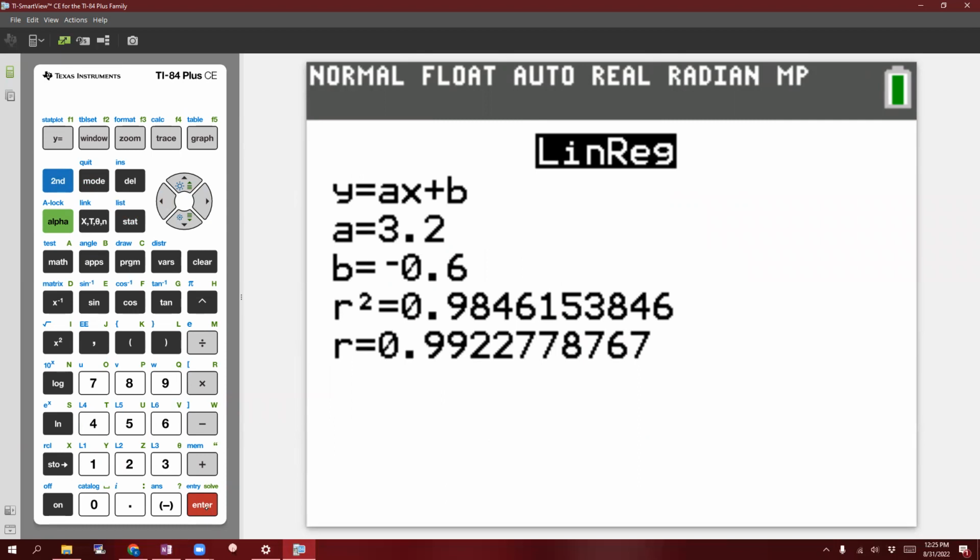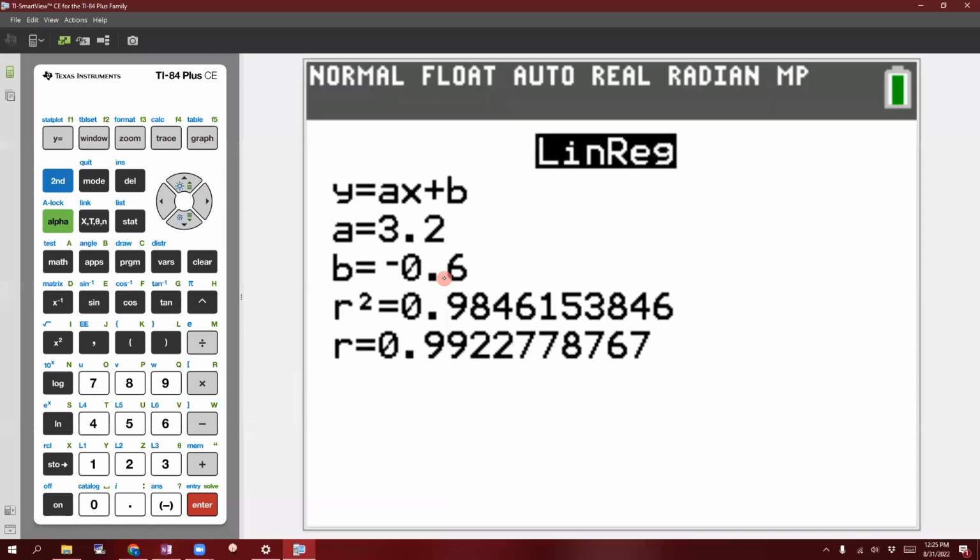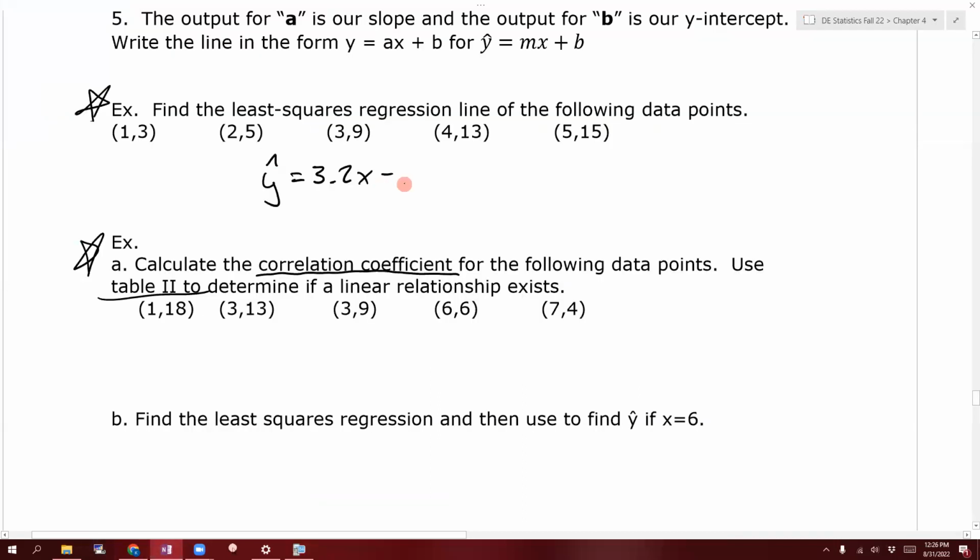And the parts I care about here for this question are the A and the B. A is my slope. So as I'm rewriting this, it's y hat equals, because I'm predicting, 3.2x, and then minus the y-intercept, which in this case is negative 0.6. So that's why it's minus 0.6. And that's an equation that will allow me to predict a y value given an x value.